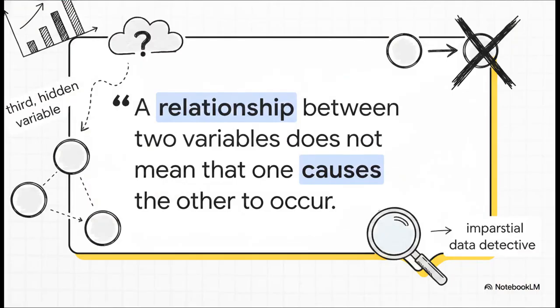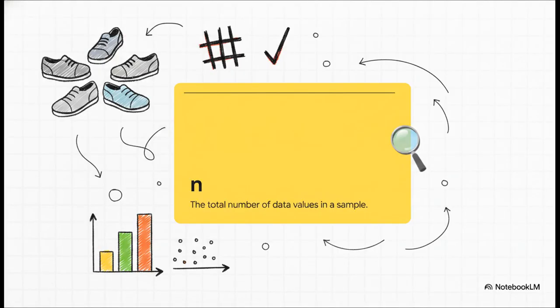Now, before we even think about looking for patterns, we've got to state the golden rule of statistics. Read it, memorize it, and seriously, never forget it. A relationship between two variables does not mean that one causes the other to occur. While we're going to be hunting for patterns, shapes, and correlations, correlation absolutely never proves causation. Two things might move together simply because they're both related to a third, totally hidden variable. You've always got to keep that in the back of your mind if you want to be a truly impartial data detective.